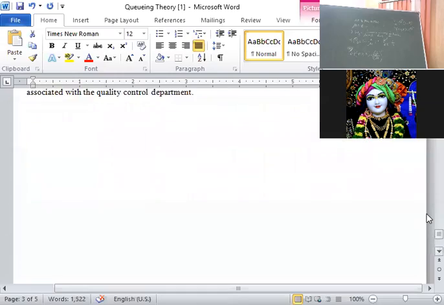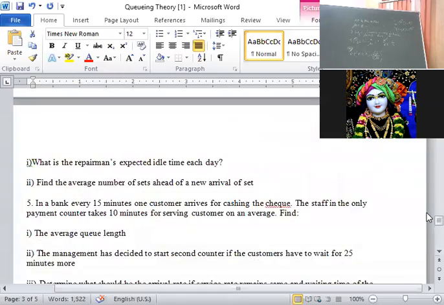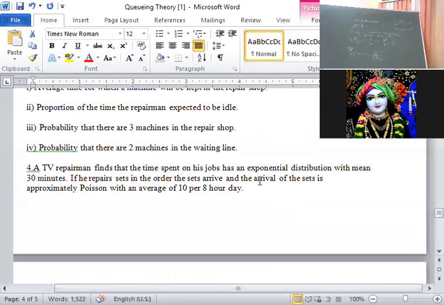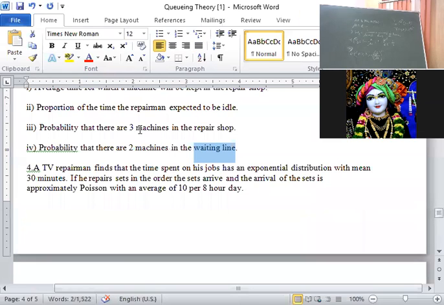Instead of that, I will tell you. One second, wait. Here, what I asked? Here, I asked waiting line. Okay, if I ask directly in the repair shop, here n is equal to 3. Here, n is equal to 2. Here, I asked waiting line. That means they have not been served yet. We are considering the queue time only.